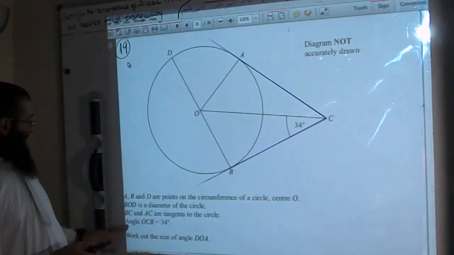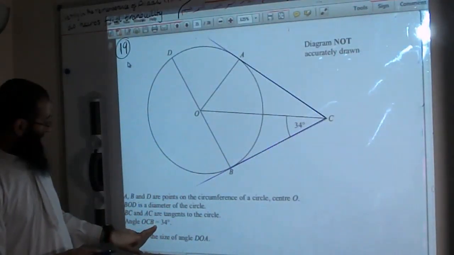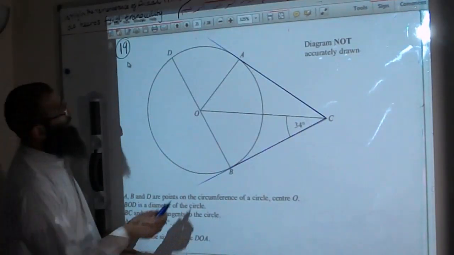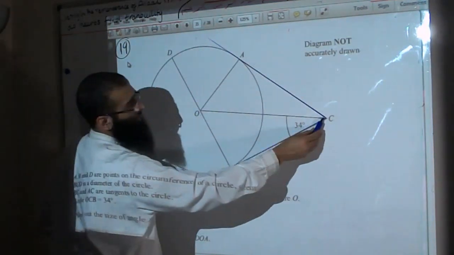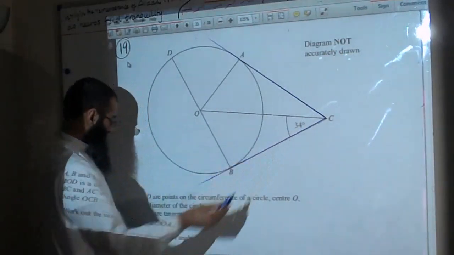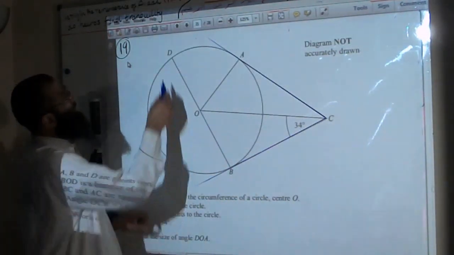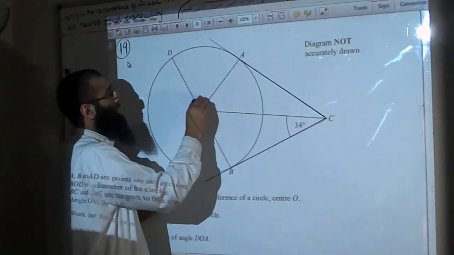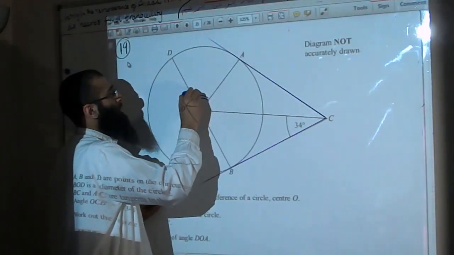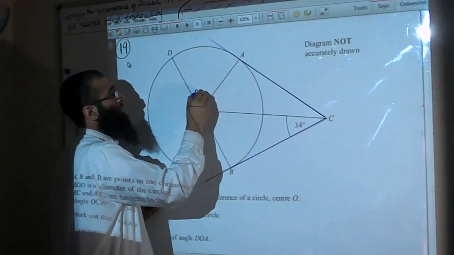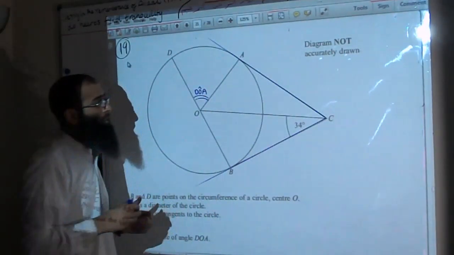Okay, angle AOC is 34. Angle OCB, angle O to C to B, is 34, which is that one labeled there. Work out the size of angle DOA. DOA is that one. Angle DOA.